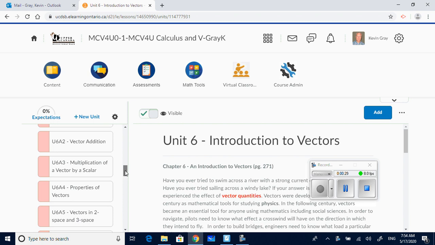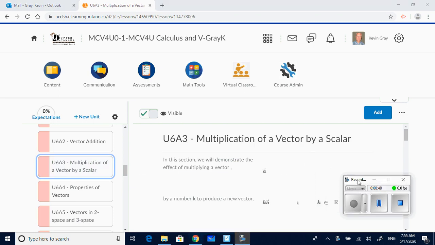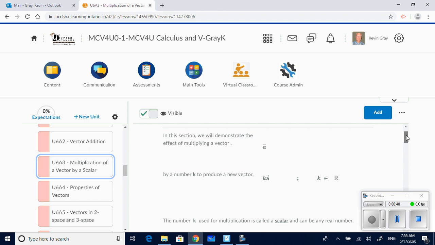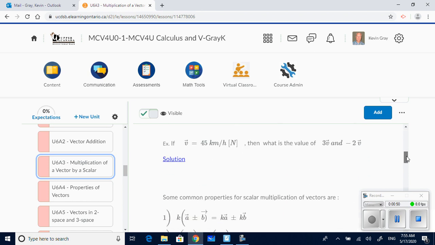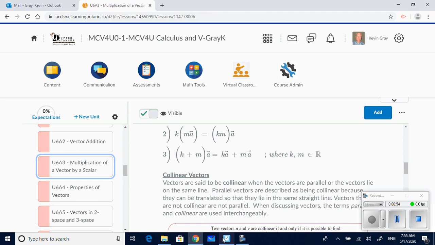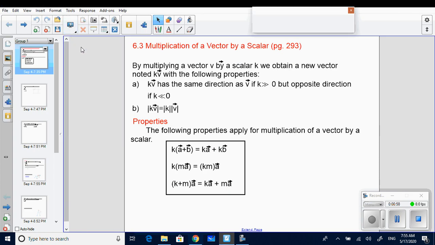But the homework questions I've posted are going to be pretty easy and straightforward, and they're about multiplication of vectors by a scalar. So here's the lesson, and just a quick review as we've gone through these lessons. I'll post the video here in a second, and basically it just walks through a couple of examples. We're going to do a few things here, and we'll get into the Smart Notebook lesson in a second.